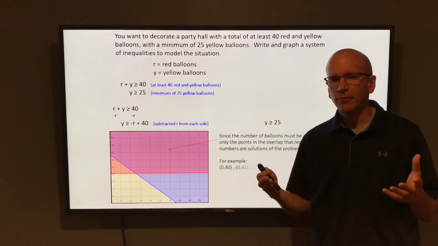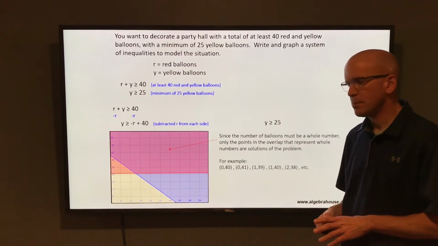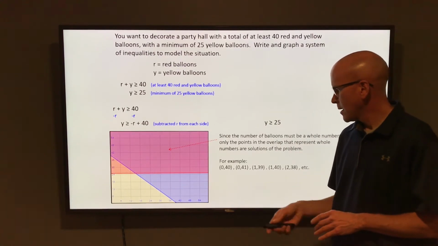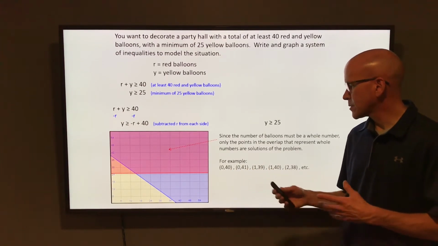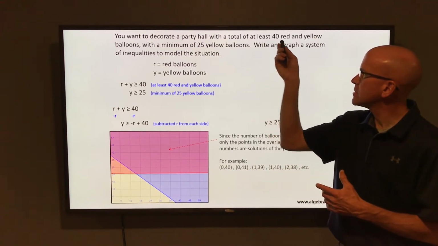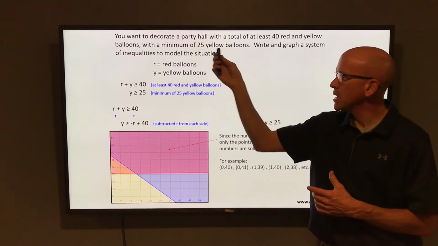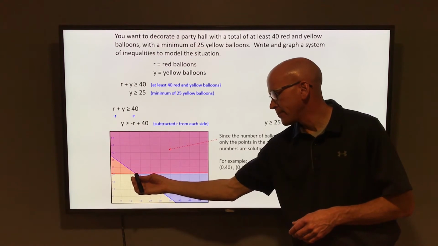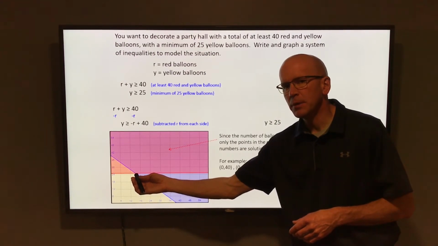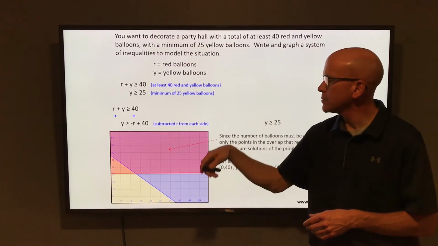Now you can't have a fractional balloon. That would be no balloon at all. But you could have 0 and 40, 0 and 41, 1 and 39, and so on. You just need at least 40 red and yellow and a minimum of 25. So again, where y is 25, r would be 15. That's a minimum of 40 red and yellow balloons.